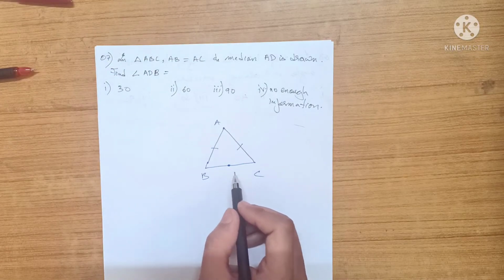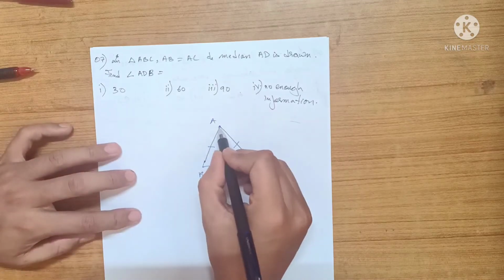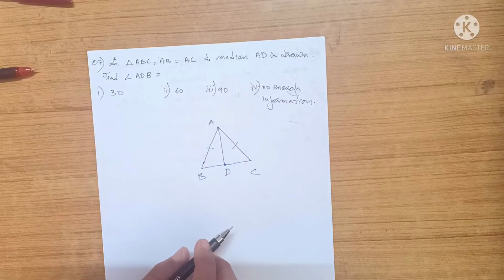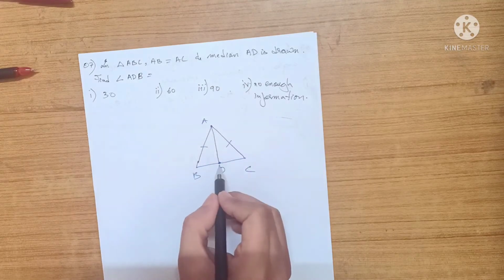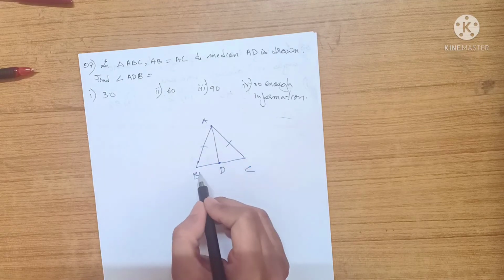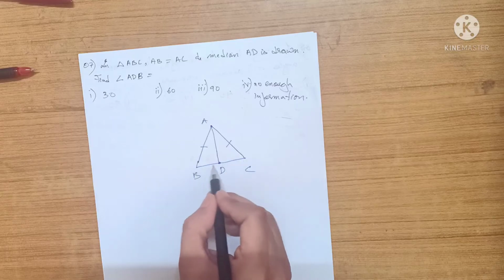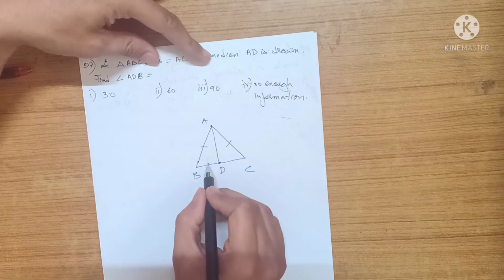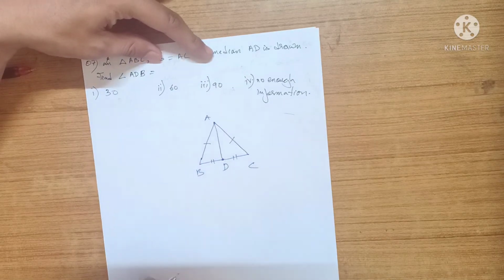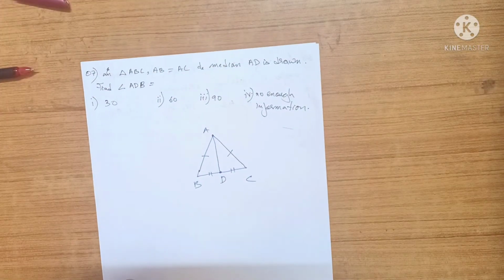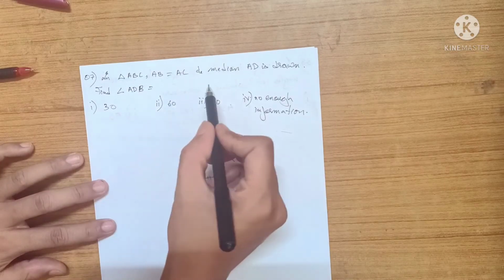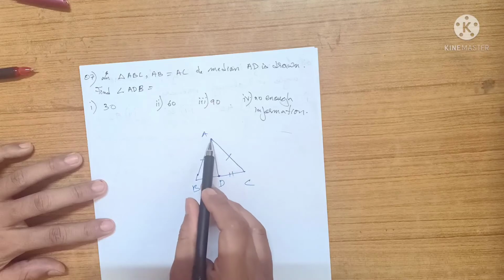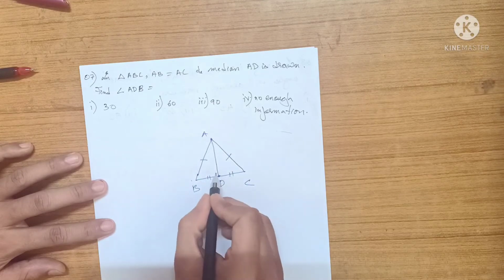Okay, so like suppose, let's just draw first. So AD is the median, meaning the D divides BC into 2 equal parts. So if BC is 10 centimeter, BD will be 5 and DC will also be 5. Got it? That's how it separates. So this and this will become equal. So what is the question? Find ADB. We are asked to find ADB, this angle.